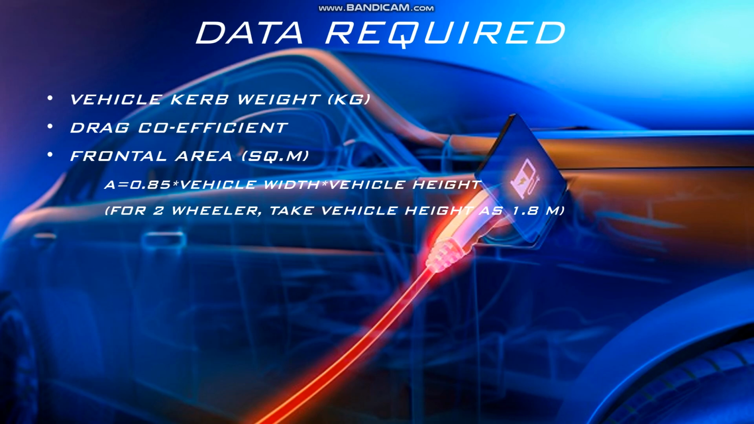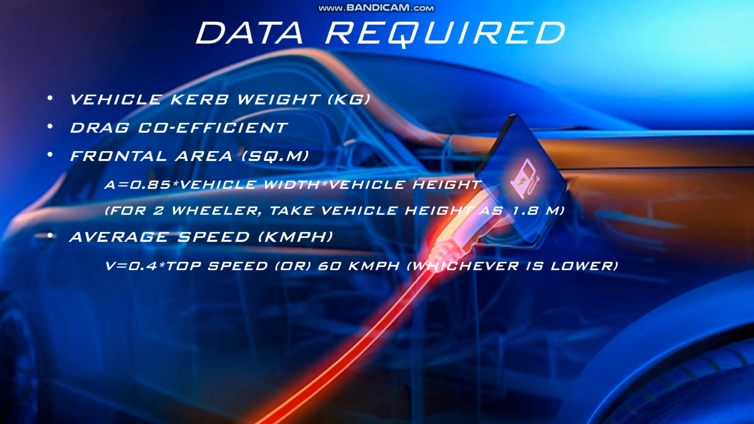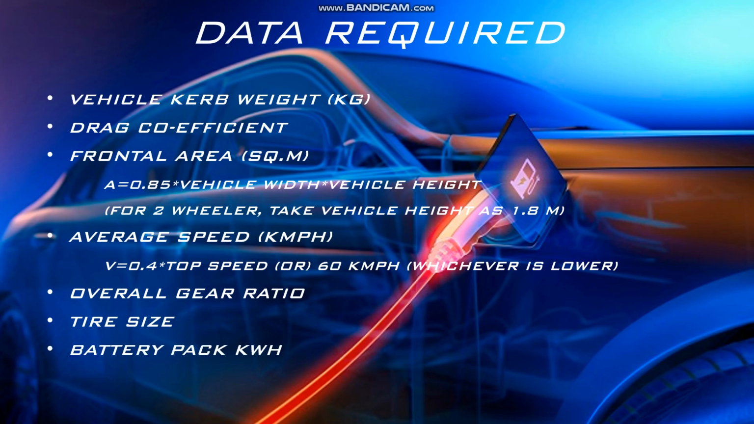For a two-wheeler, you have to take the vehicle height as 1.8 meter. Then the average speed in kilometer per hour, which is nothing but 0.4 into top speed or 60 kilometer per hour, whichever is lower. This is according to the Indian road condition. The next things are the overall gear ratio, tire size, and the battery pack in kilowatt hour. You can find this data easily on Google.